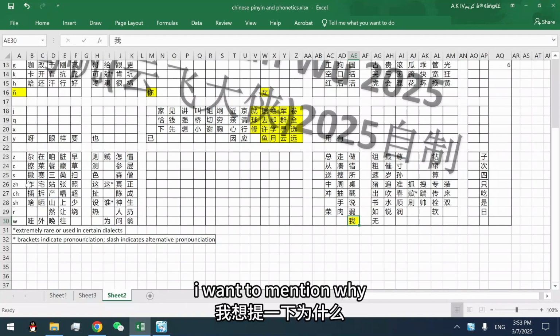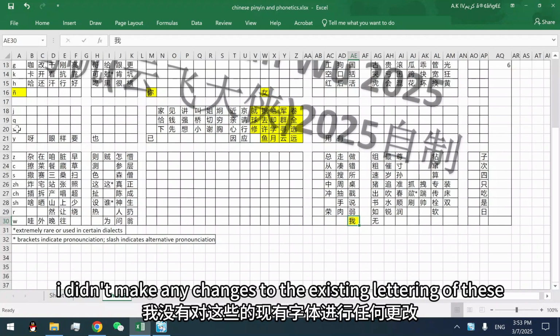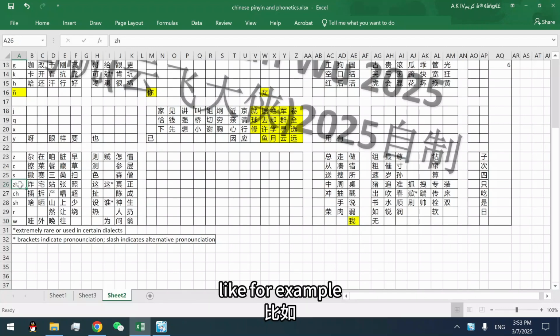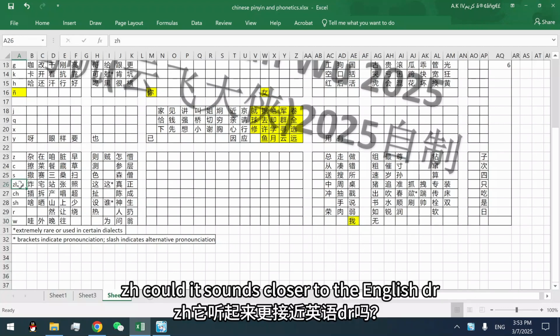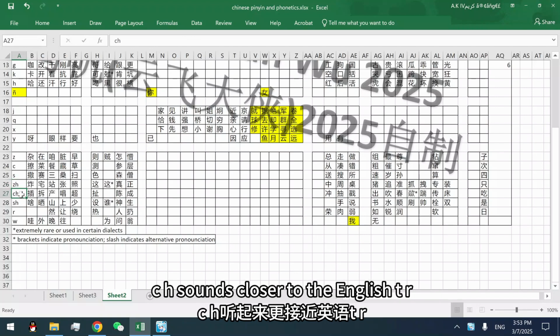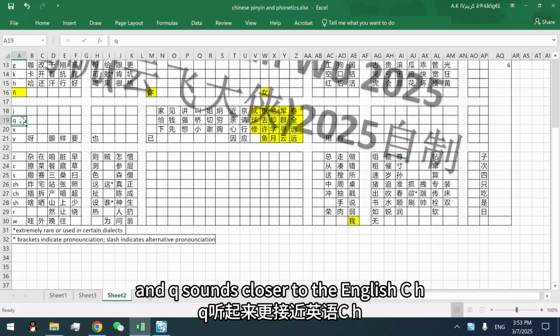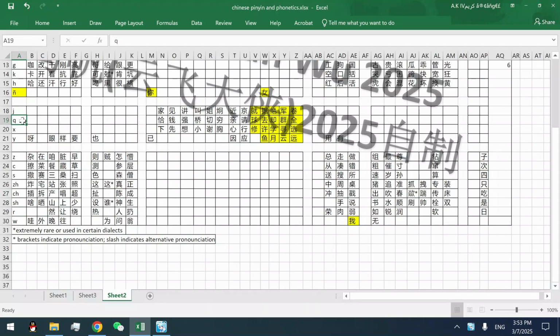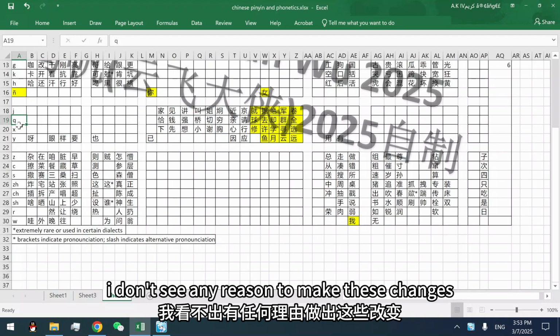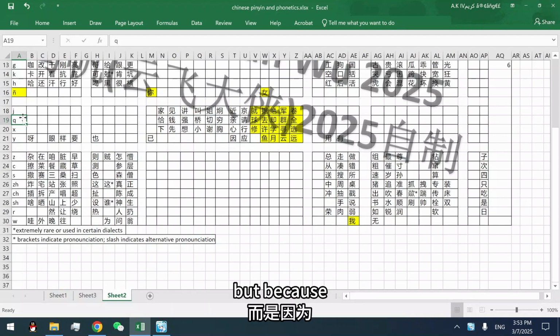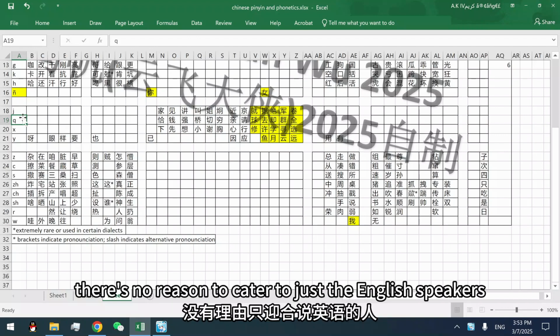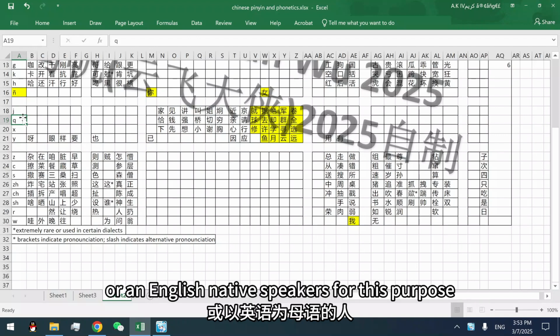And lastly, I want to mention why I didn't make any changes to the existing lettering of these. For example, ZH sounds closer to the English DR, CH sounds closer to the English TR, and Q sounds closer to the English CH. I don't see any reason to make these changes, because there's no reason to cater to just English speakers or English native speakers for this purpose.